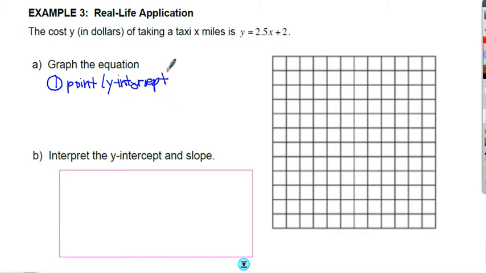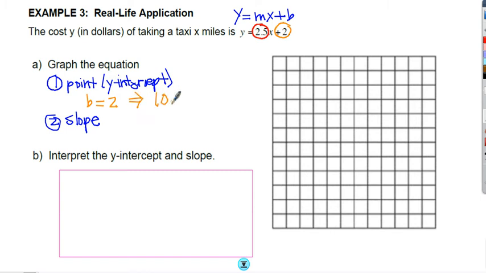Sorry, I can't really write very well with this. And we need a slope. Well, this equation is already in y equals mx plus b. So our slope is 2.5 and our y-intercept is 2. So if our y-intercept, let's start with that, is 2. And again, the y-intercept is when x is 0. It's always 0 comma a number. So if you turn it into a point, it's going to be 0 comma 2.